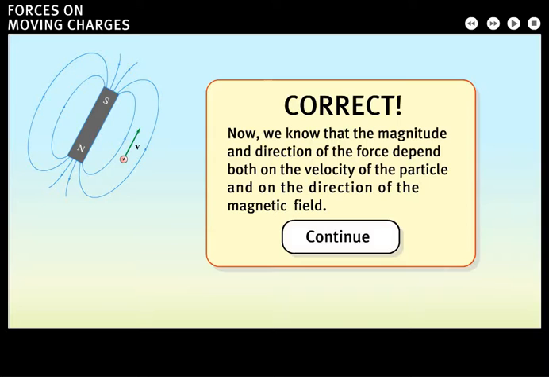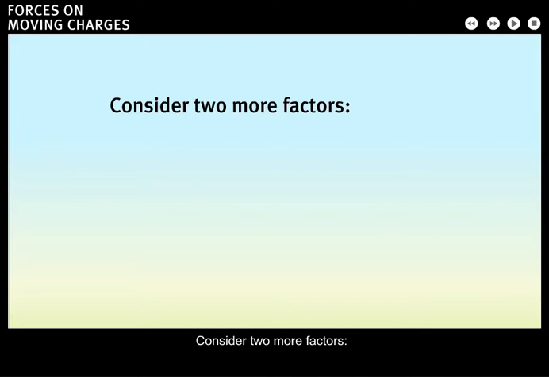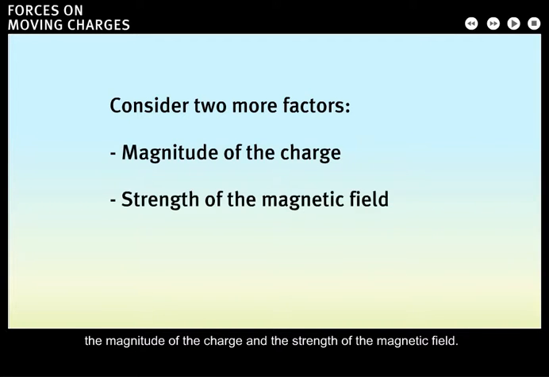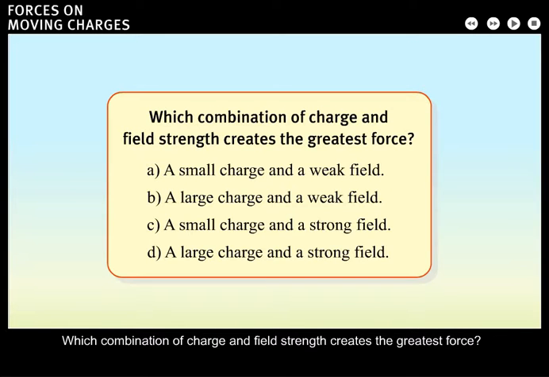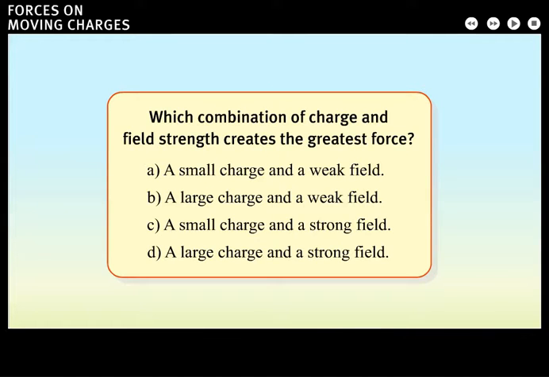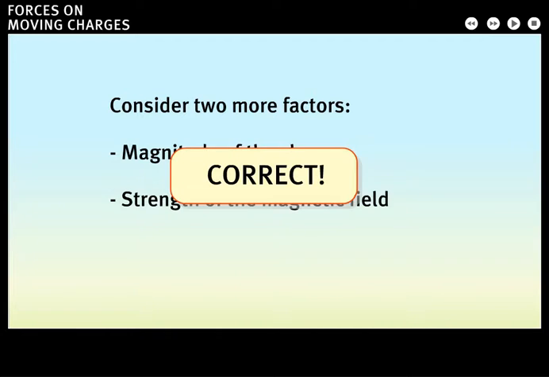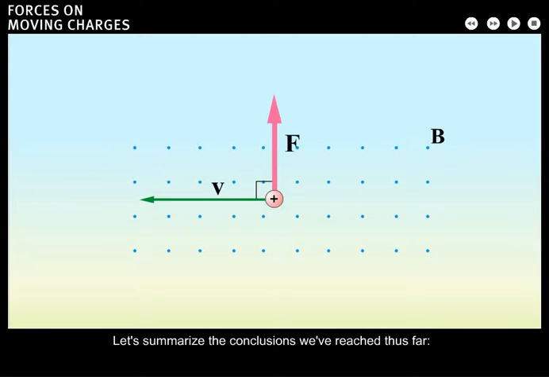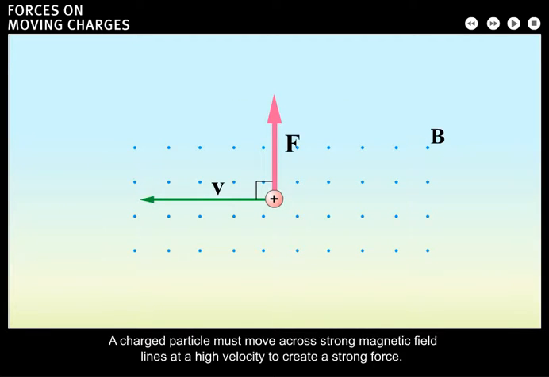Correct. Consider two more factors, the magnitude of the charge and the strength of the magnetic field. Which combination of charge and field strength creates the greatest force? Correct. Let's summarize the conclusions we've reached thus far. A charged particle must move across strong magnetic field lines at a high velocity to create a strong force.